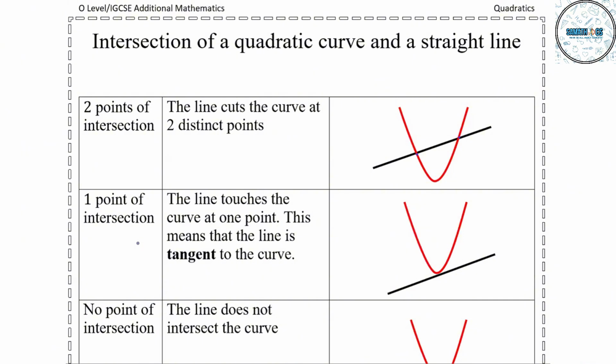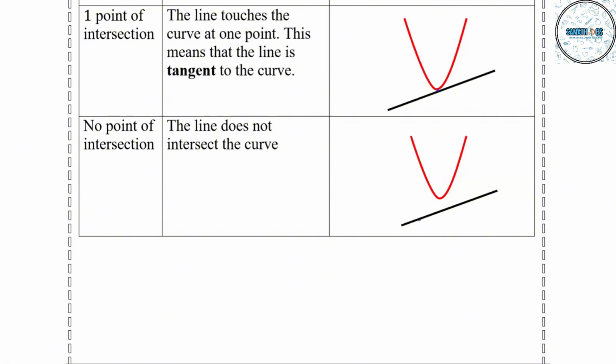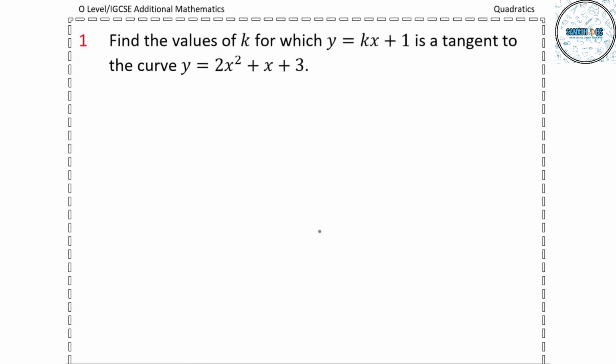If there is 1 point of intersection, the line touches the curve at 1 point, and this means the line is tangent to the curve. So you can see this curve is intersecting the line at just 1 point. In this case, b squared minus 4ac is equal to 0. In case there is no point of intersection, the line does not intersect the curve. You can see the curve is above the line, and in this case, b squared minus 4ac is less than 0.